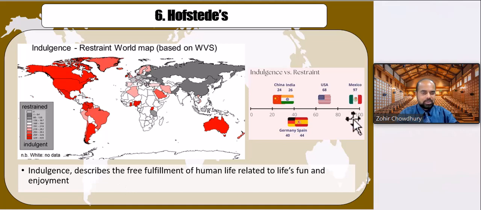So you have Mexico in here that scores very high in this indulgence score, whereas China is more restrained and scores much lower in this indulgence score. And we have Spain and US somewhere in between, US leaning a bit more to the right in this score.